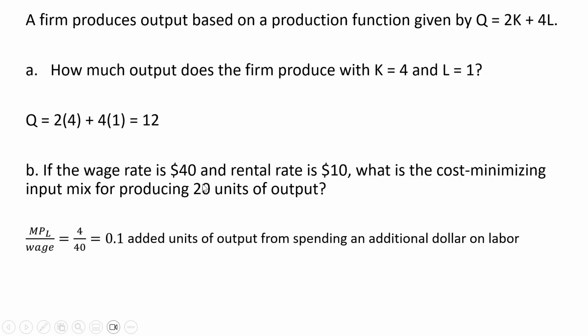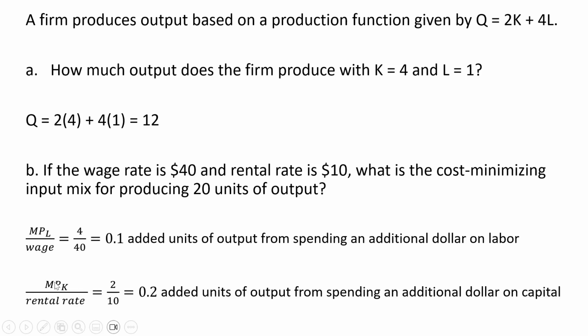To get the marginal product of labor, we're going to look at this production function up here, and take the value in front of the L term, or 4. 4 represents the marginal product of labor. Every time we hire one more worker, this firm will produce 4 more units of output, holding capital fixed. So once we get that 4, we're going to divide it by the wage, which is $40, and we get 0.1. What does that 0.1 represent? It is the added units of output from spending an additional dollar on labor.